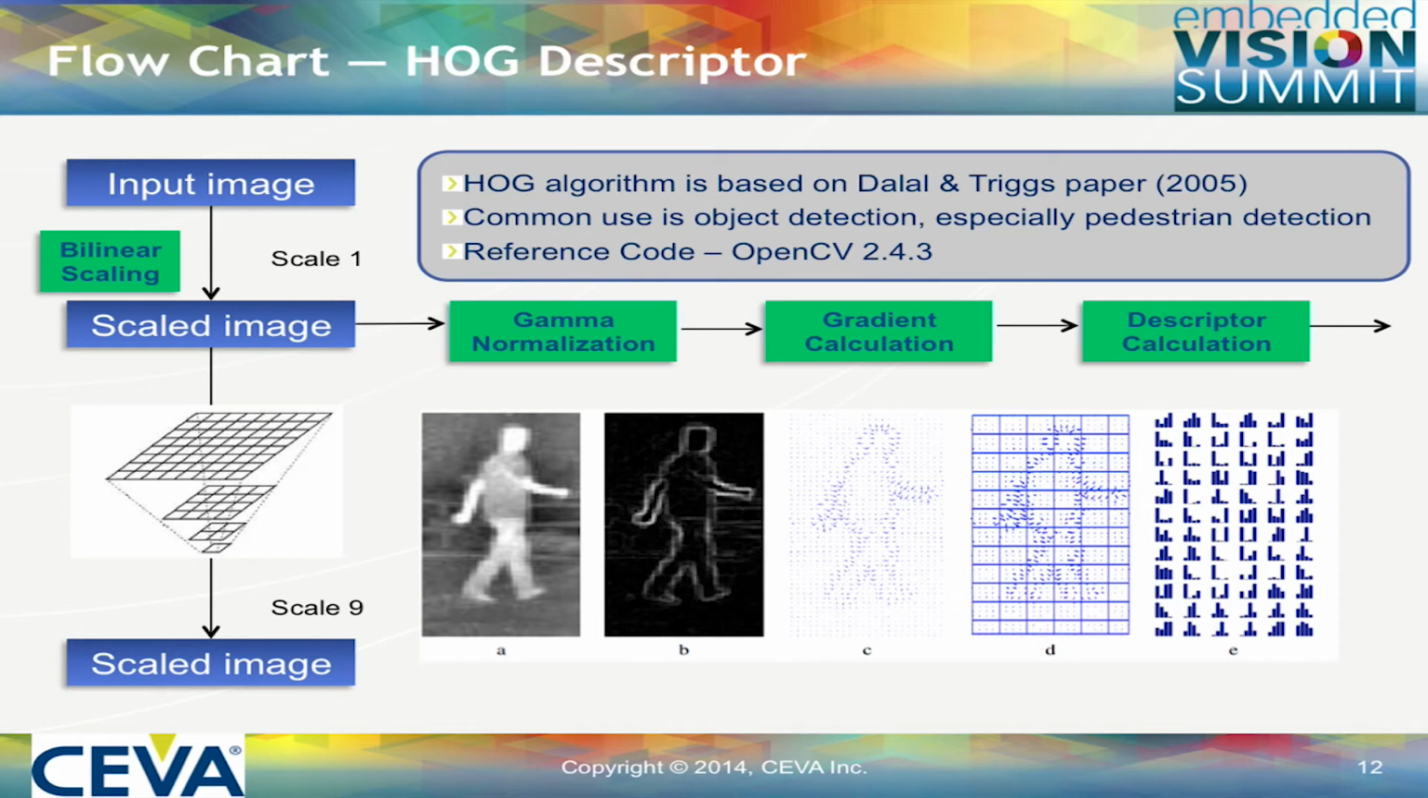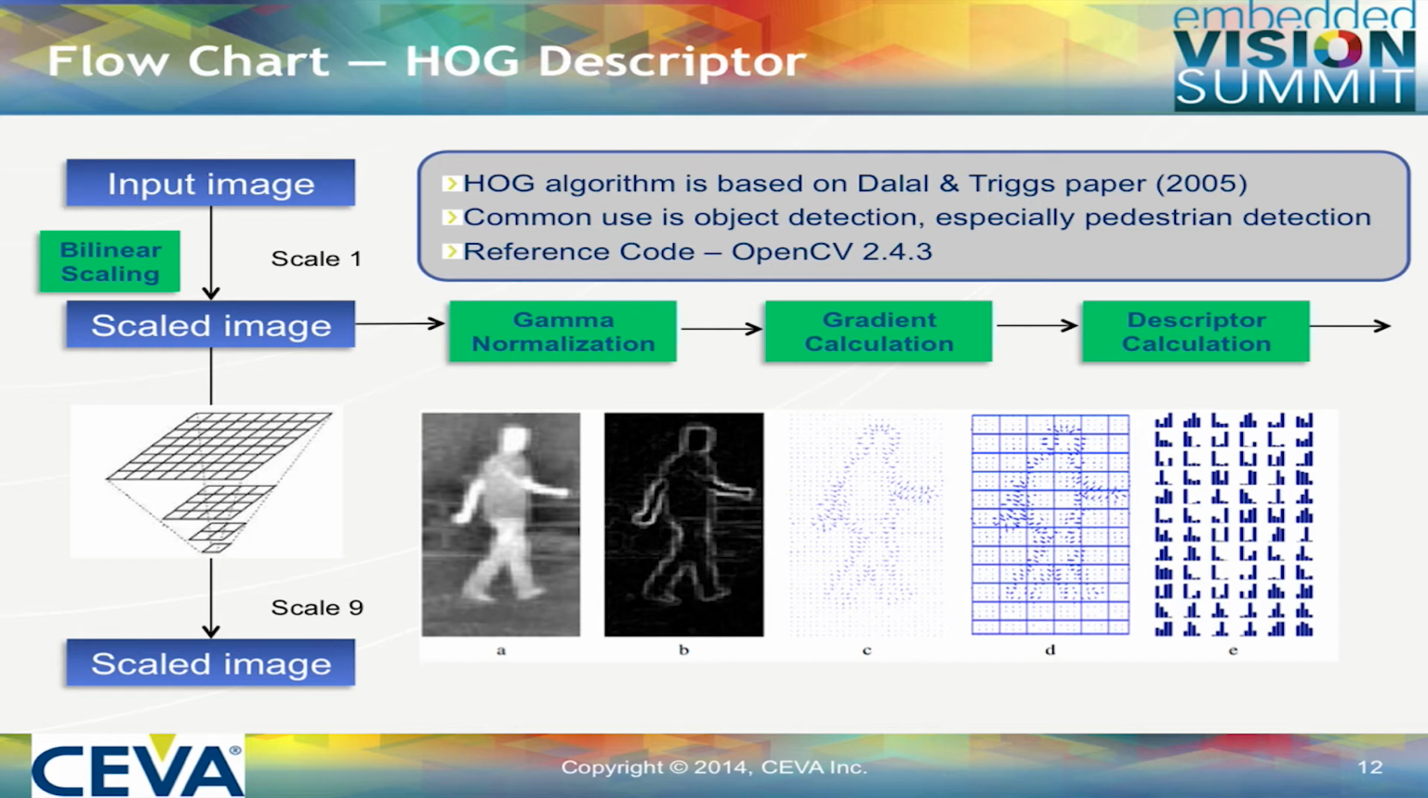Generally, this is done with the following modules. First, we scale the image using bilinear scaling, in order to be scale invariant, to find people of different sizes. Next is gamma normalization. We want the classifier to be able to work on images taken in different light conditions. Then gradient calculation, and that's the main point of HOG, histogram of gradients, and descriptor calculation, which is the histogram of the gradients.